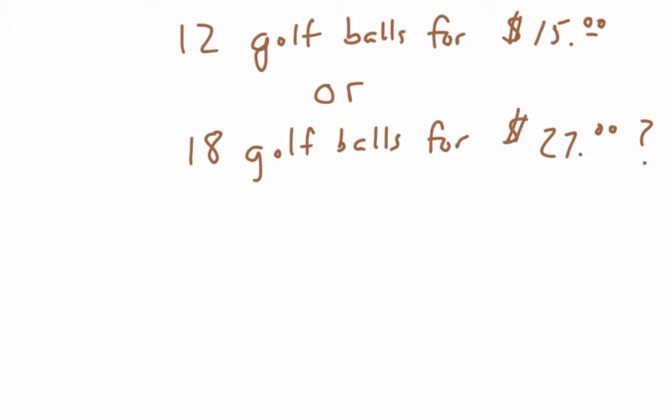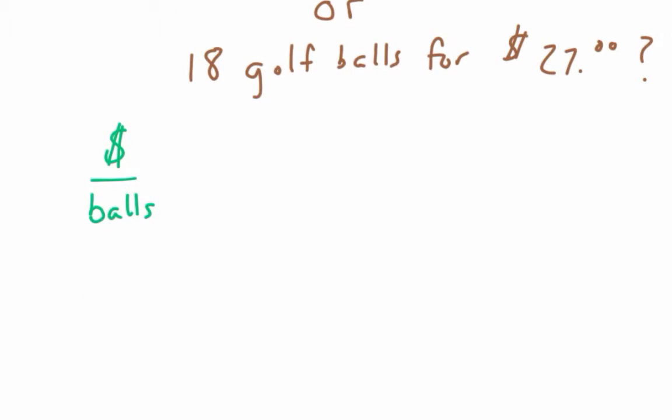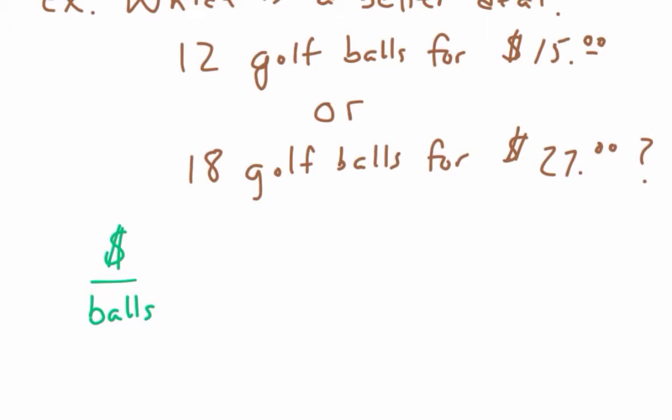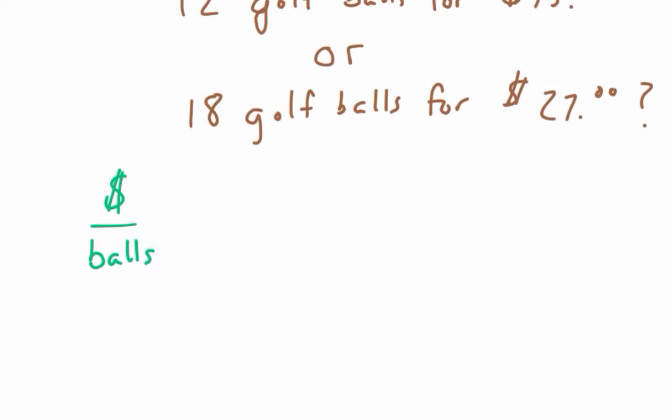What are you thinking? Okay, so if we're going to do dollars per ball, I'm going to work here on this side. I'm going to do the dollars divided by the number of balls. For my first one, I have to do the 15, because that's the number of dollars, divided by 12, that's the number of balls. So my first one is going to be 15 divided by 12. If you punch that in, you come up with $1.25. So the 1.25, that's going to be the cost per ball.